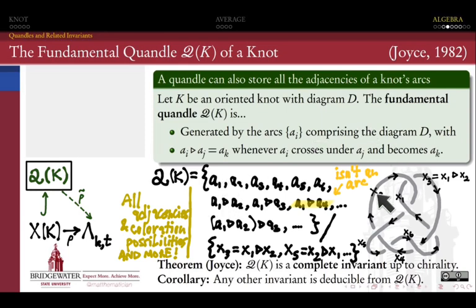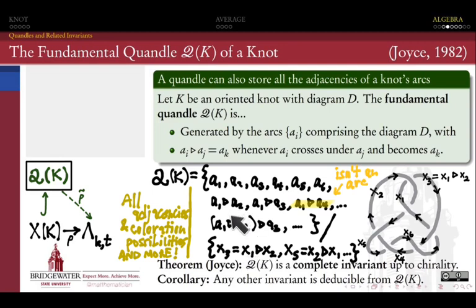So throw in A1 triangle A2, A1 triangle A3. Throw in the triangles of those things with everything else. So everything which we can build out of these arcs combined with the triangle operation, those are going to be the elements in my fundamental quandle.